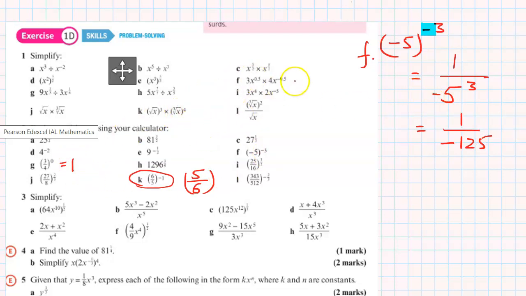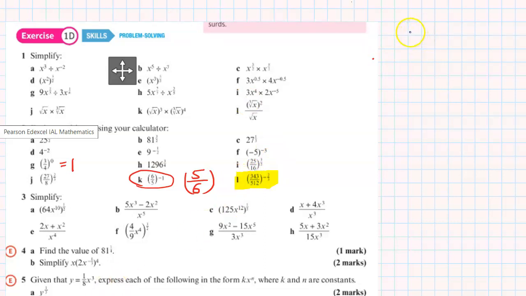You can try and solve this question. Let me do part L for you. The question is 343 over 512 to the power minus 2 over 3.